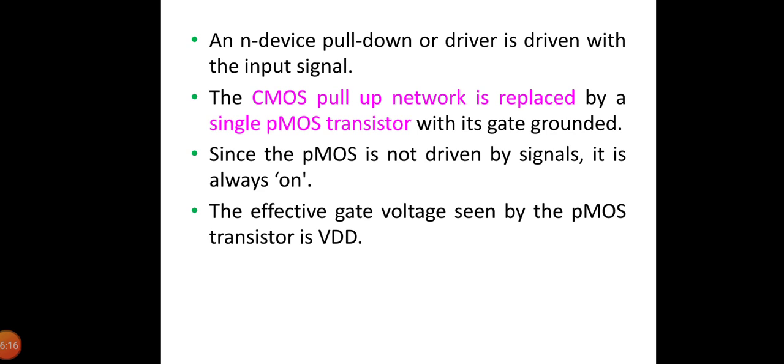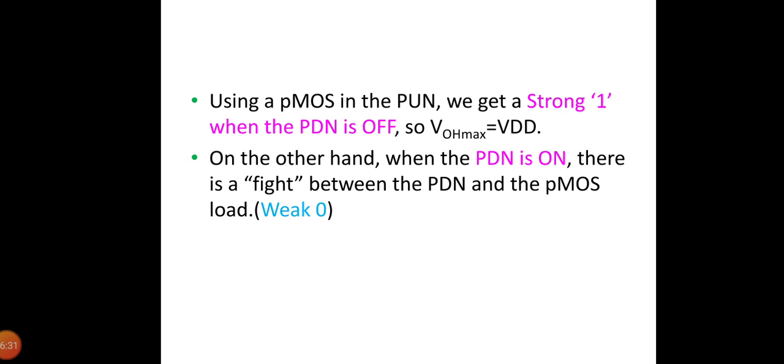The CMOS pull-up network is replaced by a single PMOS transistor with its gate grounded. Since the PMOS is not driven by signals, it is always on. The effective gate voltage seen by the PMOS transistor is VDD. Using PMOS in the pull-up network, we get a strong 1 when the pull-down is off. So VOH max is equal to VDD.